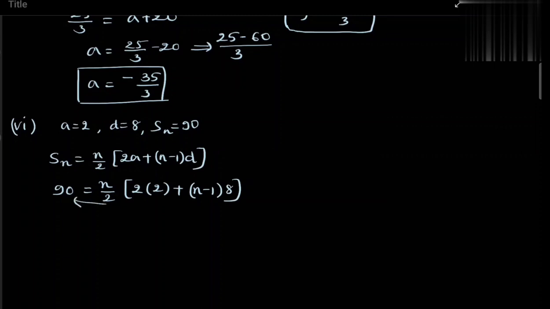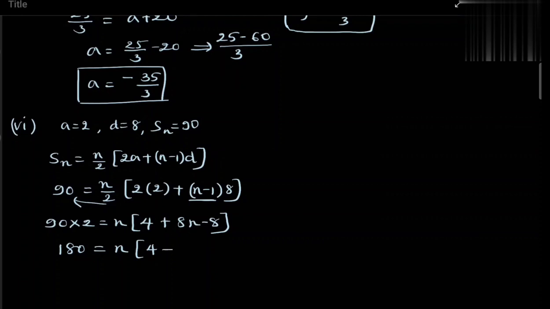Substitute here. So move 2 to this side, it will become 90 into 2 is equal to n. So 2 2s are 4 plus multiply 8 to this term, so it will become 8n minus 8. So 90 2s are 180 is equal to n into 4 plus 8n minus 8.